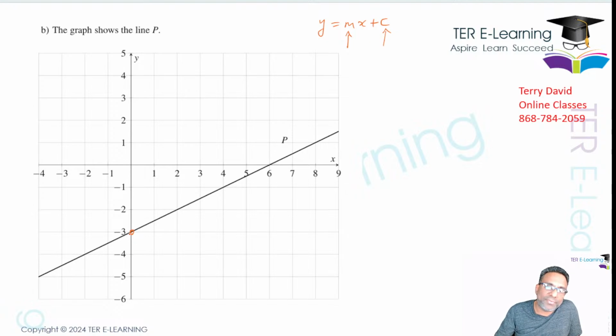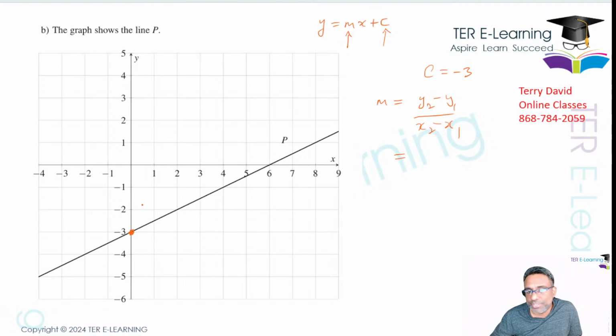If you look at the graph, you already know what the y-intercept is. So we know that c is actually equal to minus 3. You already know that based on the graph. So all I need to do is to work out the gradient m. So m is given by the formula y2 minus y1 all over x2 minus x1. You all need to know that formula. It is not given to you in the exam.